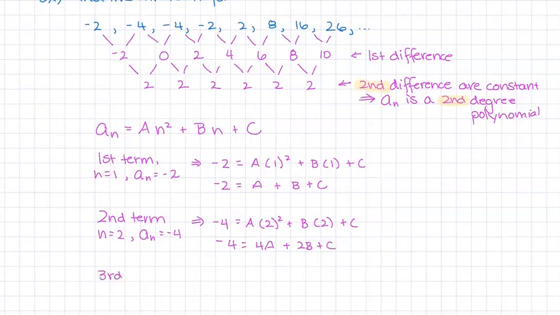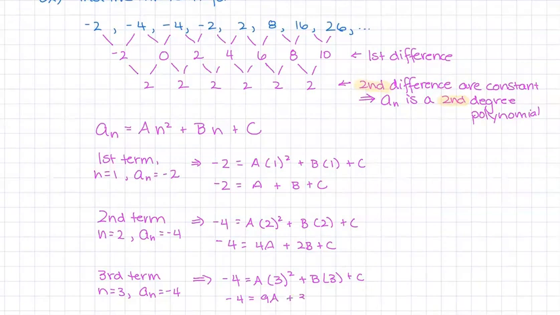For the third term, when n equals 3, that third term is also negative 4. So a sub n is negative 4 when the n's are 3. So we plug in the 3 for all the n's, and we get negative 4 equals 9a plus 3b plus c. And these are the 3 equations that are going to make up our system of equations to solve.